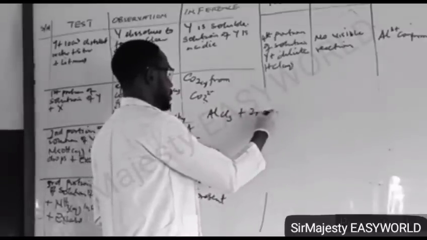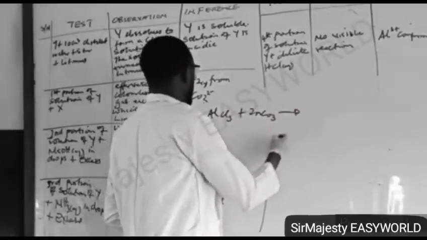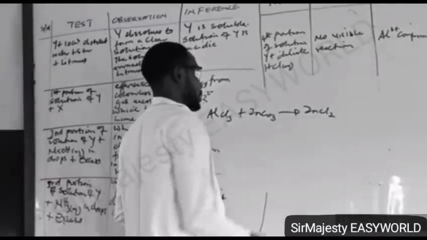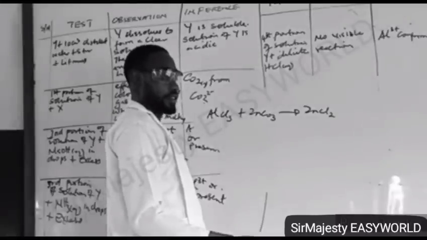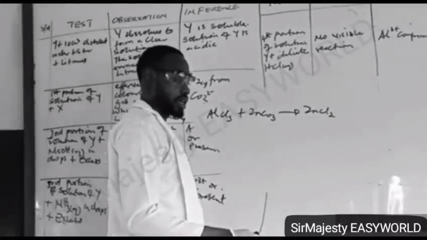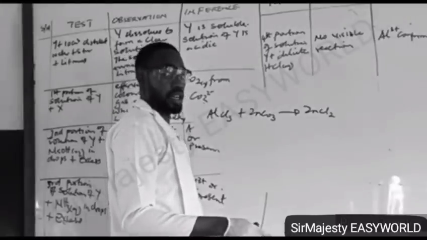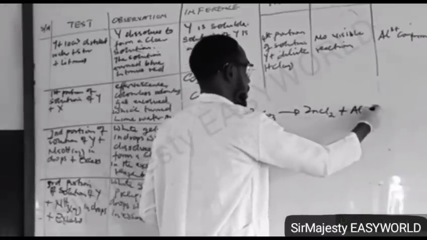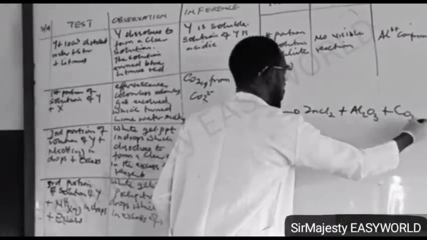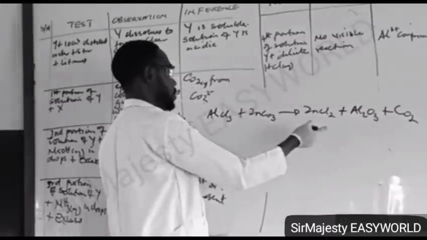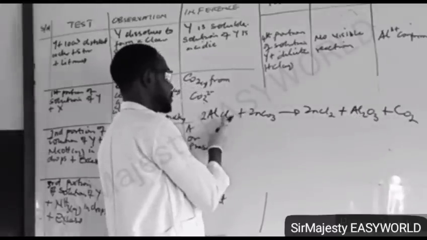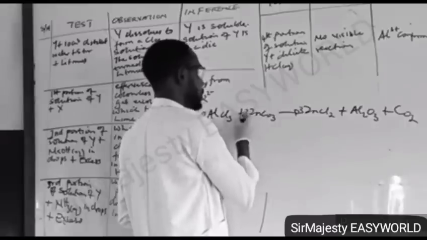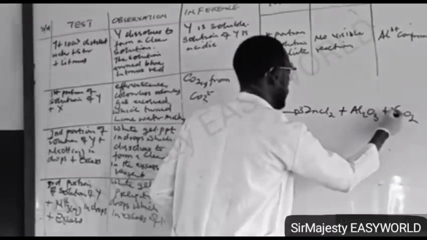plus zinc carbonate, ZnCO3. The equation I'm anticipating should be zinc chloride. I tested this, I discovered that if this happens, in the filtrate, zinc will now be detected. Then plus aluminium oxide plus CO2. What matters is that there will be effervescence. To balance the equation, there should be 2 here, and if 2 is here, we will automatically need to put 3 here. And when 3 is here, there should be 3 here.